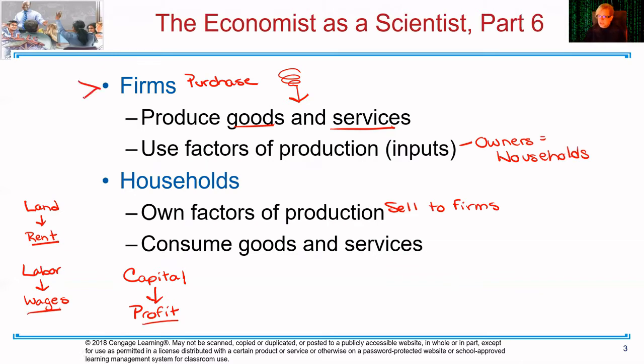What you should be understanding at this point is there's a very reciprocal relationship. There's two arrows here intentionally because firms need households and households need firms.